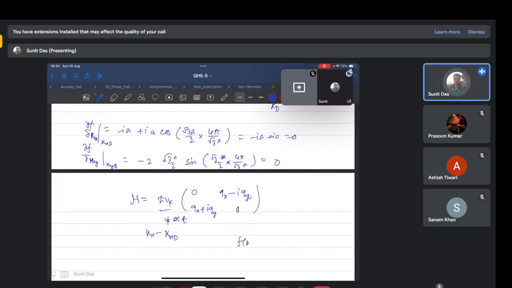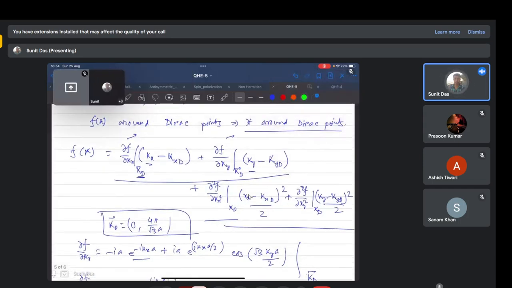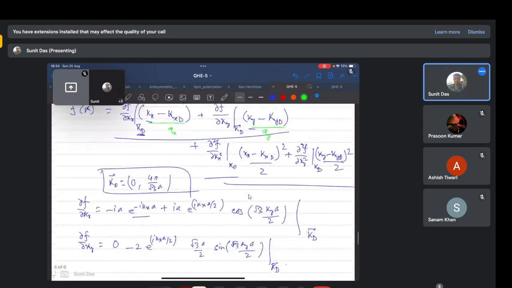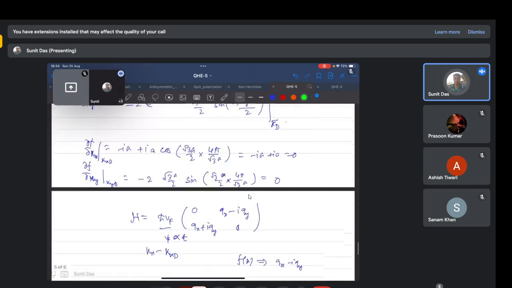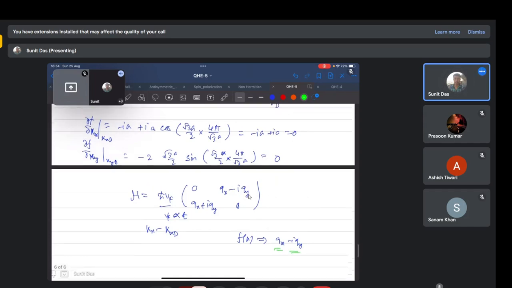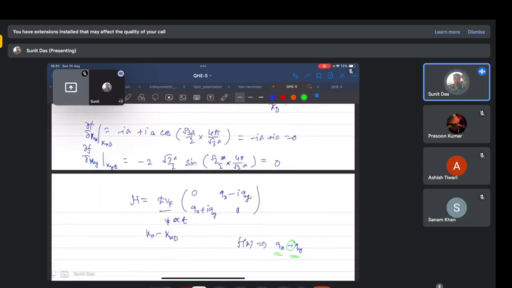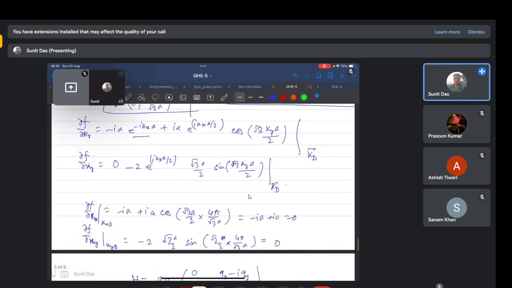So effectively f of k should reduce to qx minus i qy, and this should come from this term only. So you can write this as qx and this as qy. So del f del kx should give me qx simply, and del f del qy should give me minus i qy, or simply minus i, because qy was already there. So 1 and minus i. This should have been my result.